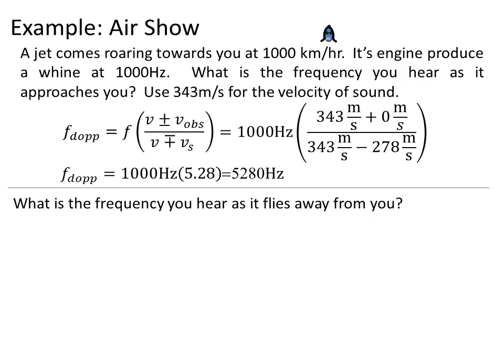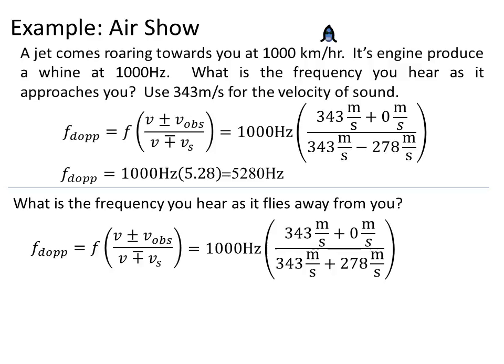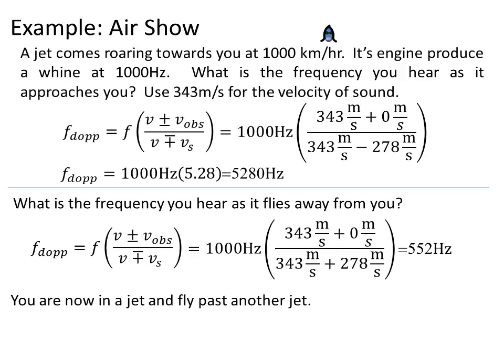What is the frequency you hear as it flies away from you? Well, then we have to use the bottom parts of the plus or minus. So we have 1,000 hertz. The top stays the same because it's 0 meters per second. But now we use the plus on the bottom, so it's 343 plus 278. So the answer comes out to be smaller, or 552 hertz. So it shifts down by about a factor of 2 from the 1,000 hertz the pilot hears.